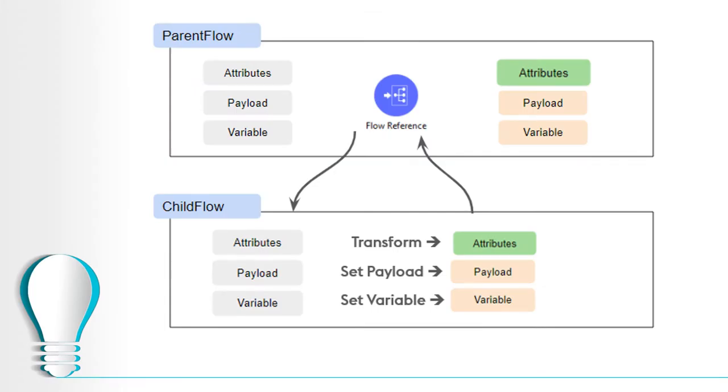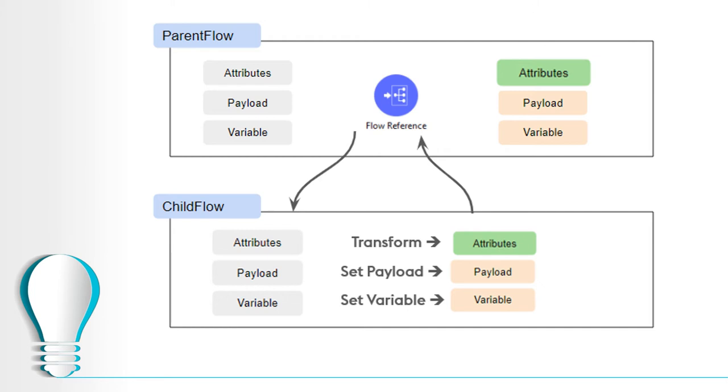Let's take the first example of flow reference. Here, in the parent flow, I have a Mule event that consists of attributes, payload, and variables. Here I'm showing the original Mule event. Then here I'm showing the Mule event being passed from the flow reference to the child flow. Then here is the updated Mule event in your child flow. And when your flow goes back, here is the latest Mule event available for logging or transforming.